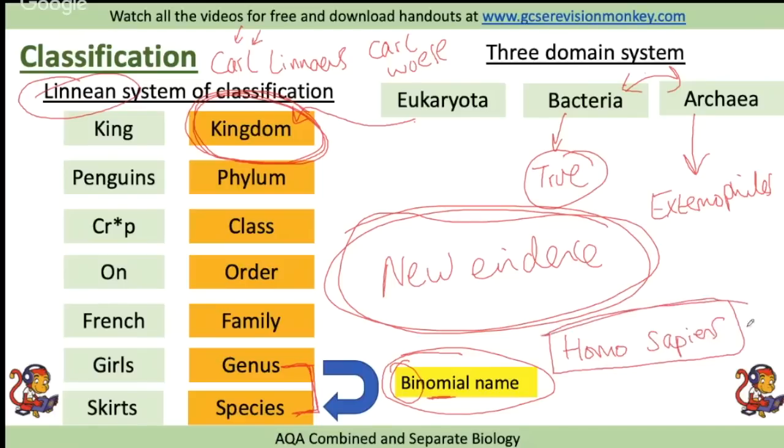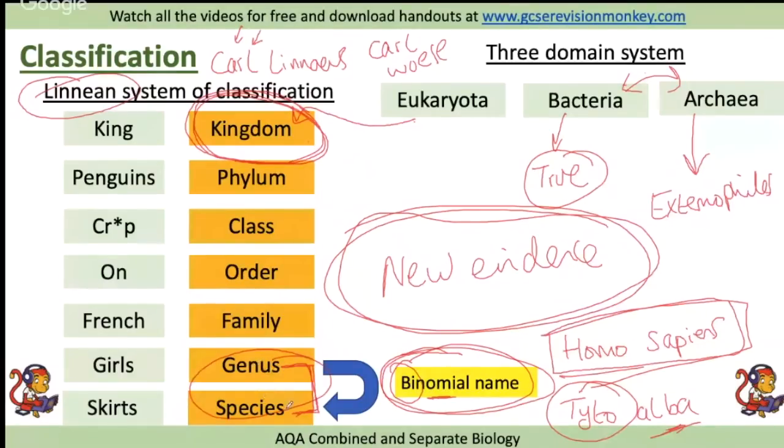binomial name. Take a barn owl, for example. You don't need to remember these examples, but if they give you the binomial name as a barn owl of Tyto alba, they might say to you, what's the genus? So the first word is the genus, so you'd write Tyto. And for reference, that word is the species. So those two together give something its binomial name. So they may well give you a table and then say, write the binomial name. So you just take the genus and the species from the table and write those together.